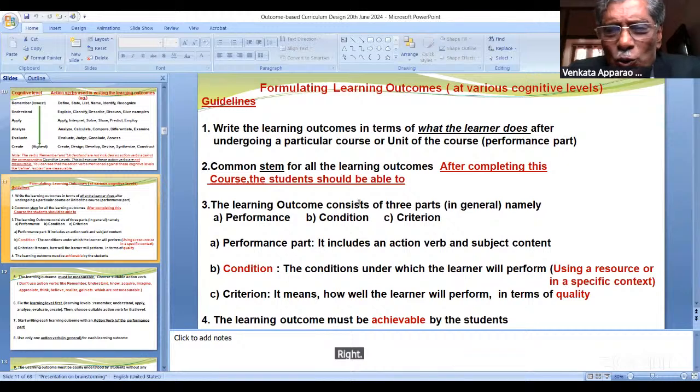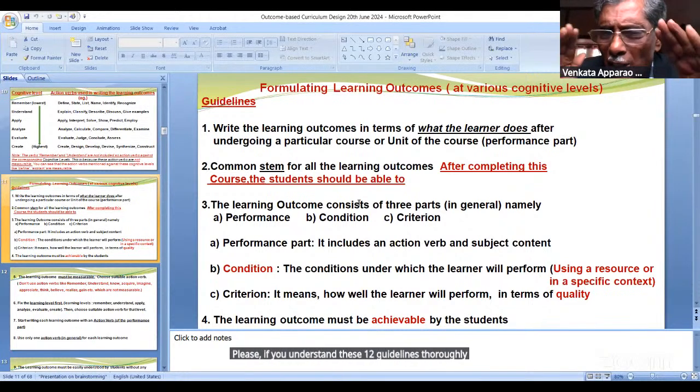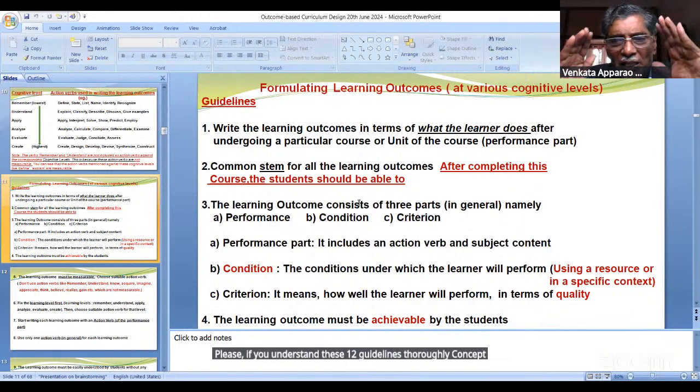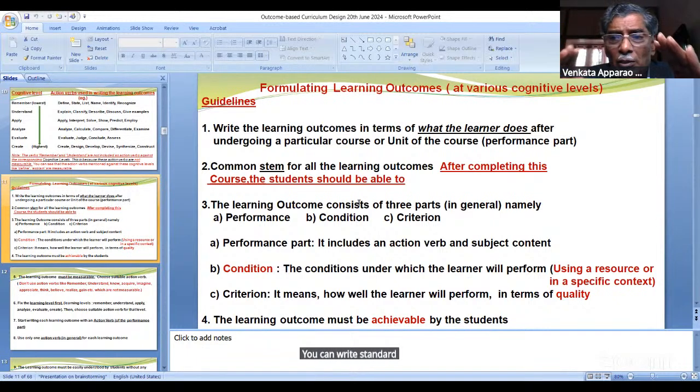What are the guidelines? 12 guidelines. Please, if you understand these 12 guidelines thoroughly, conceptually, you can write standard, error-free course learning outcomes.